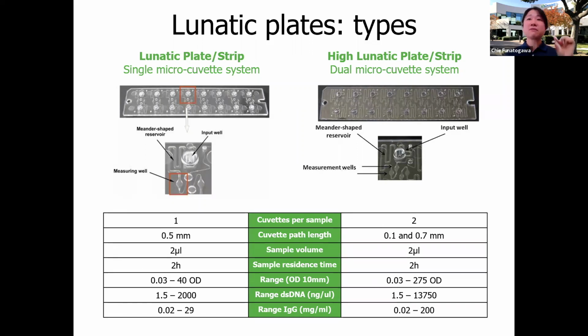But because of that really small 0.2 millimeter path length, we're able to go as high as 200 mg per mL for a sample like IgG. Specifically, what that means in absorbance range is about a 275 OD absorbance range, and that's how high we can go. For some of our other users, such as in our nucleic acids area or the molecular biology area, they never really have to go that high of a concentration. So that's really why we have the regular Lunatic plate, which has a little bit lower dynamic range.